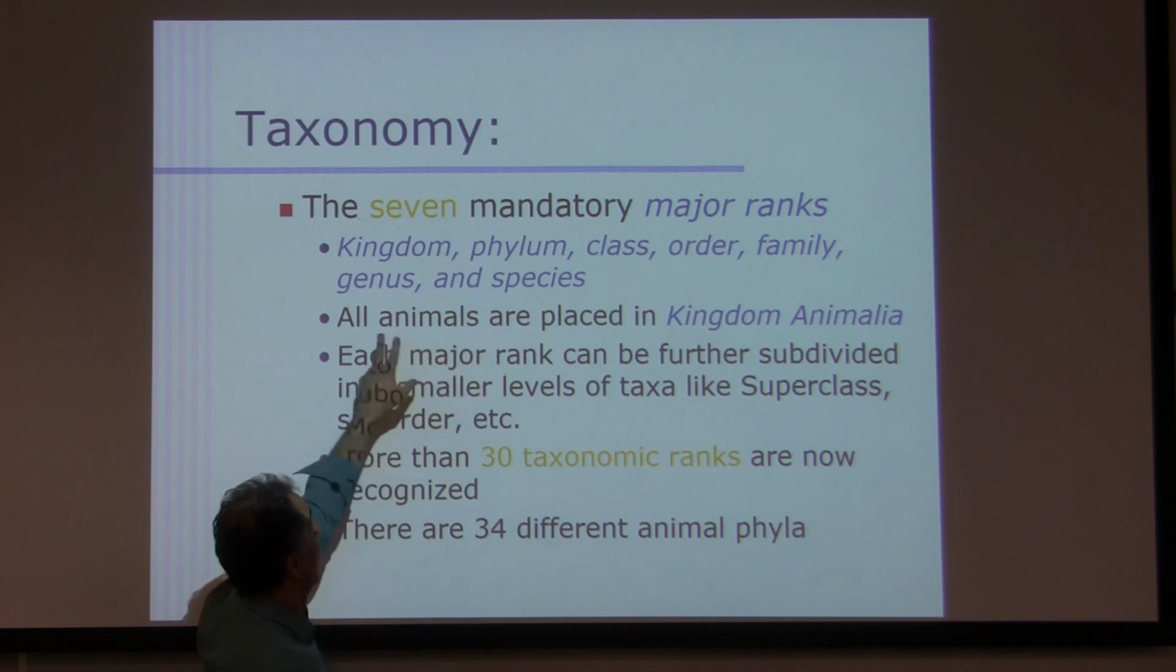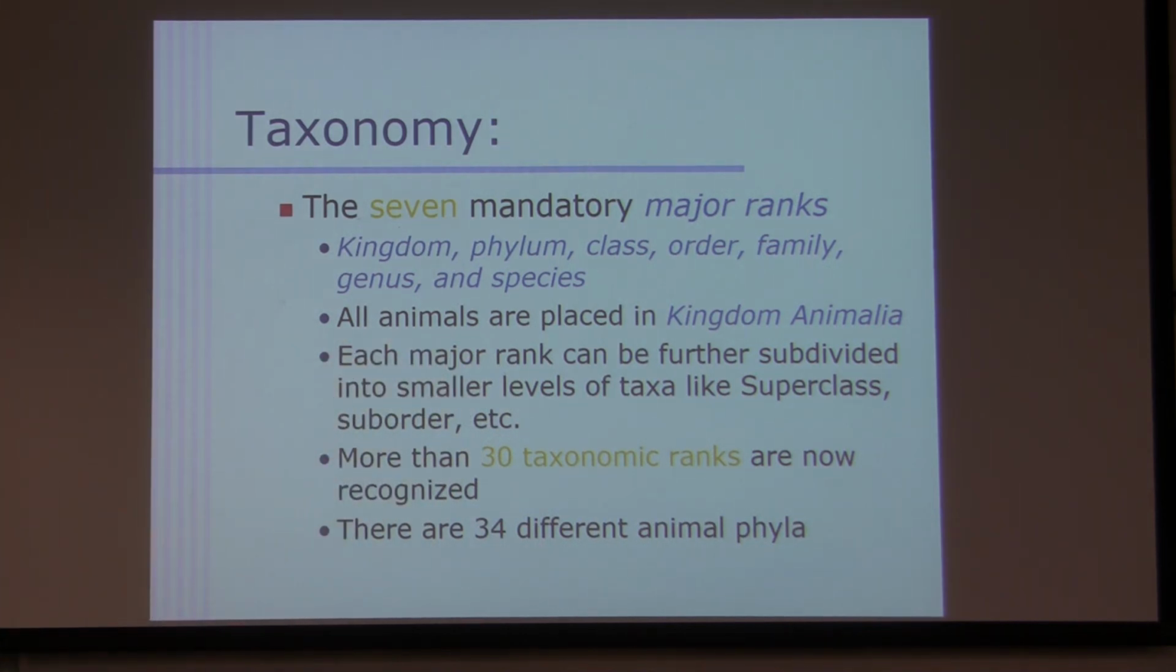The seven mandatory major ranks: King Phillip Came Over For Good Soup. Remember that? We talked about this. All animals are placed in Kingdom Animalia, for sure. Each major rank can be further subdivided, like superclass and so on. More than 30 taxonomic ranks are now recognized. That's a lot. During my time it was maybe 10, I don't know how many, but now it's 30. And there are roughly 34 different animal phyla, but you don't have to memorize these numbers. I never ask you how many different animal phyla there are.